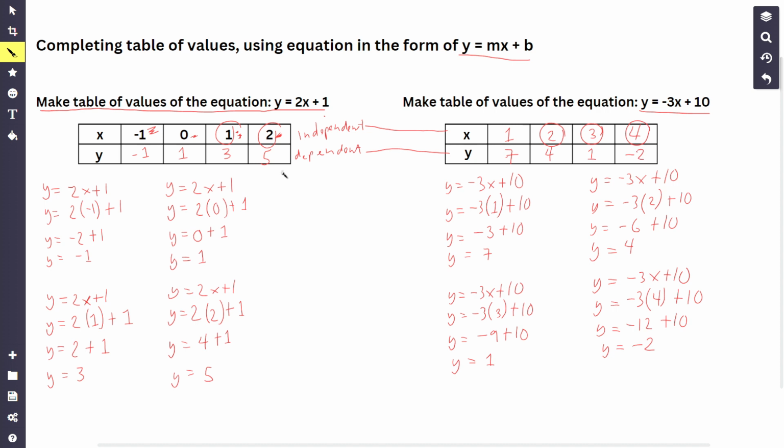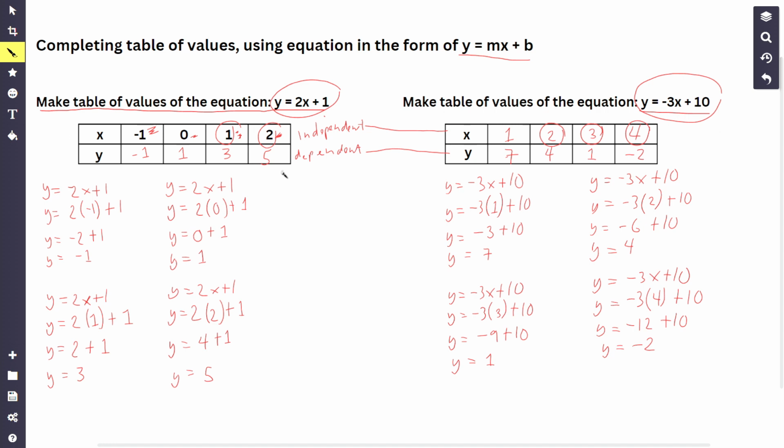And actually, that's it. That's how you complete a table from a given equation. So we have here y equals 2x plus 1, and then y equals negative 3x plus 10. And then let's say you will try to graph this. Well, actually, you can use the table in graphing. And we will also be discussing that one in another video lecture.